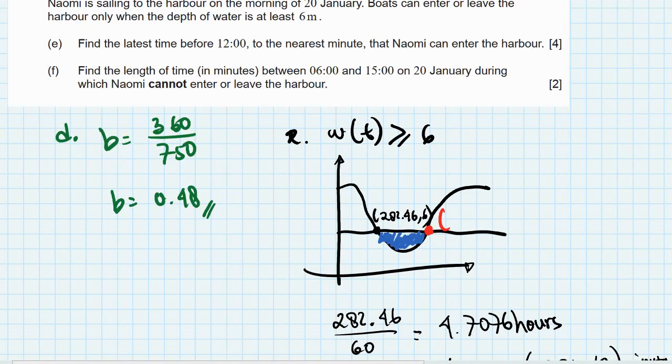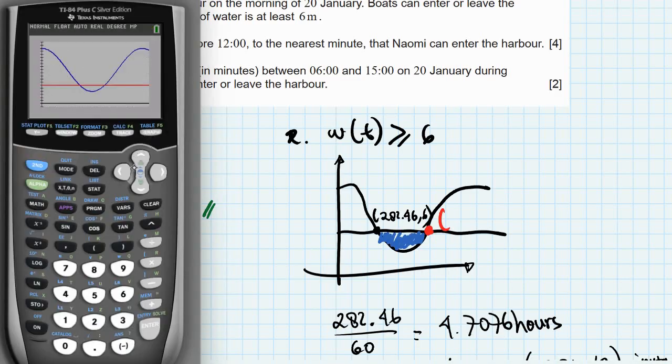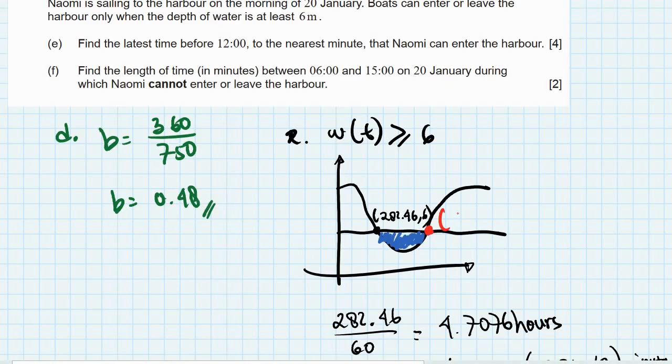What is this point? Let's go to our calculator again. Let's find the second intersection here. Second, trace, intersection. Come on, calculator. You can do it. Okay, enter. Second graph, enter. Guess, not guess. Enter once again. We have 467.53, 6. Okay, how long is this in minutes?